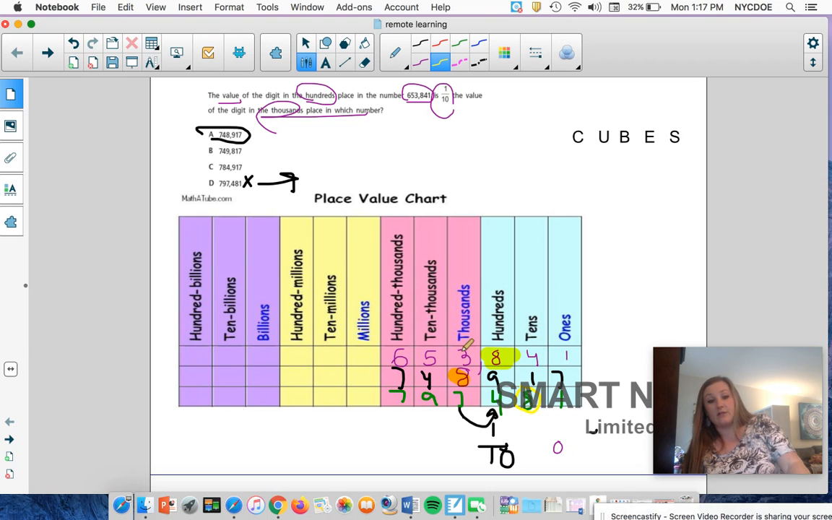So, again, let's reread the question because that's how we learn. The value of the digit in the hundredths place in the number 653,841 is 1/10 the value of the digit in the thousands place in which number? Your answer is A because you have an 8 in the thousands place. And we know as you move to the left in place value relationships, your number gets 10 times larger. Good. So now, I want you to use this information to go back and go through your answers and see if there's anything that you can fix with your answers.